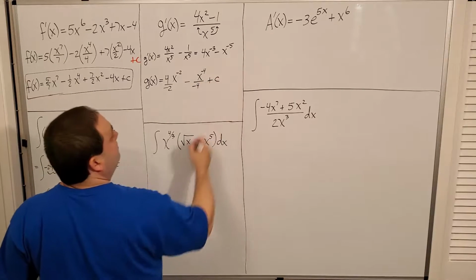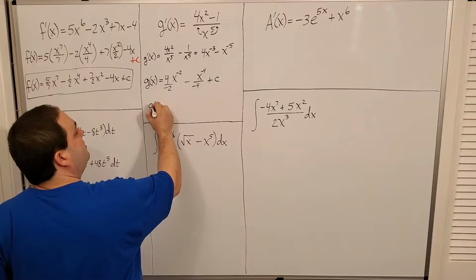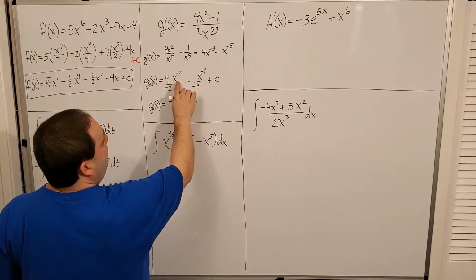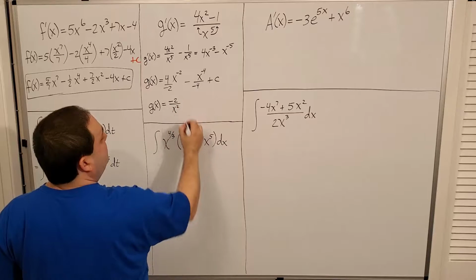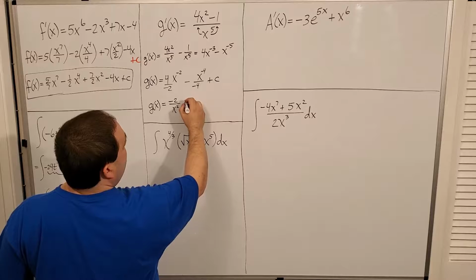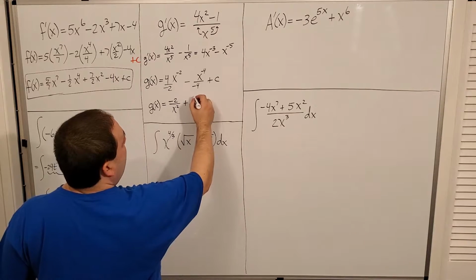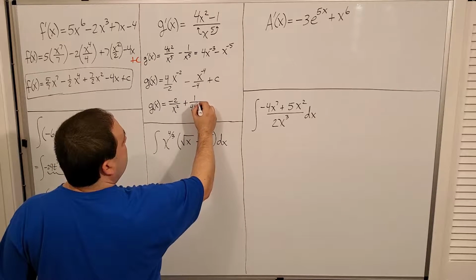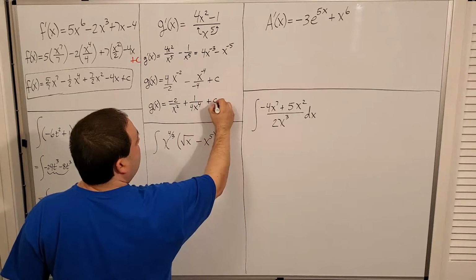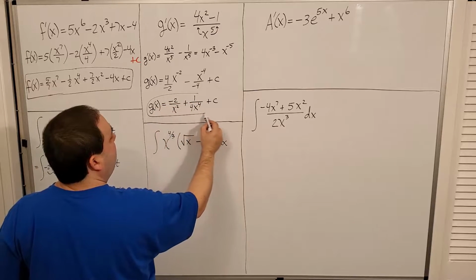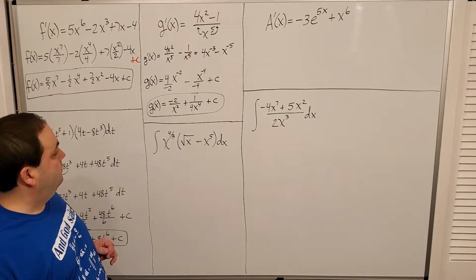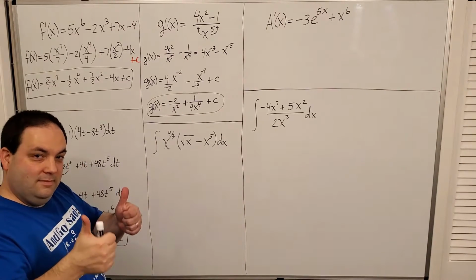Plus c. Final answer, g of x is equal to, I'm going to have negative 2, and x to the negative 2, that's in the bottom. That should be x squared in the bottom. Right? All right, double negative right here gives me a plus. I'm going to have 1 over 4x to the 4, because notice the x would come down to the bottom, right? And then plus c. There's my antiderivative. How are we doing?